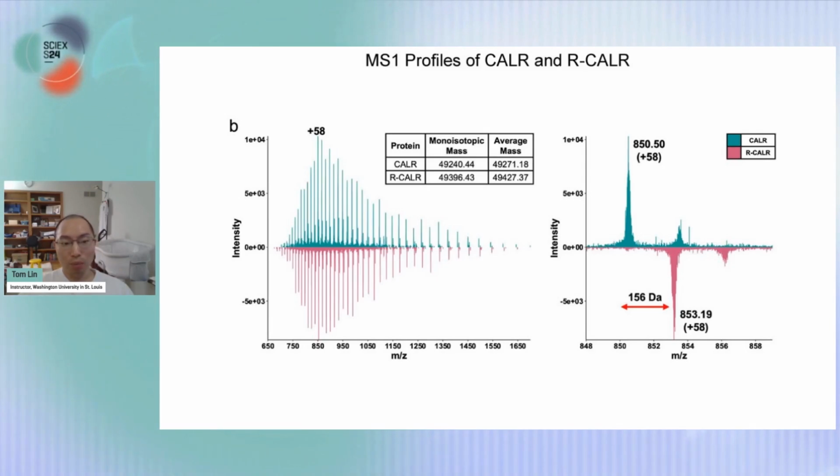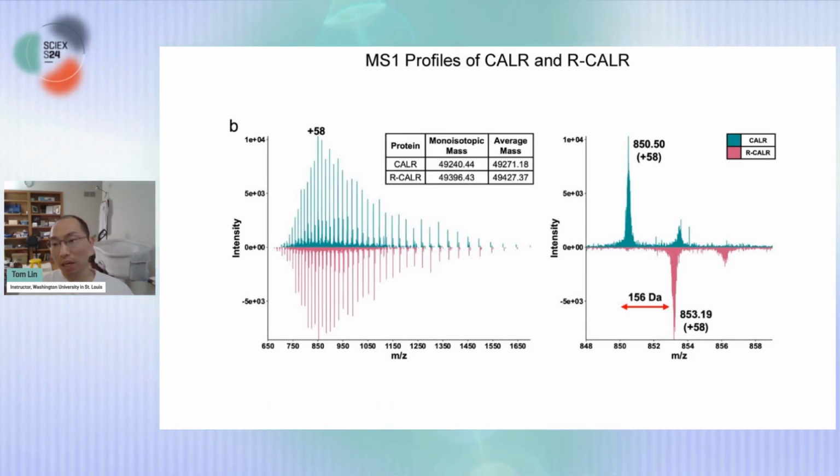Looking into their MS1, both protein forms showed the highest intensity at charge 58. If you look at the right, as a zoom-in version of the individual charge state at 58, you can clearly see the 156 Dalton mass shift caused by the arginylation in the bottom.